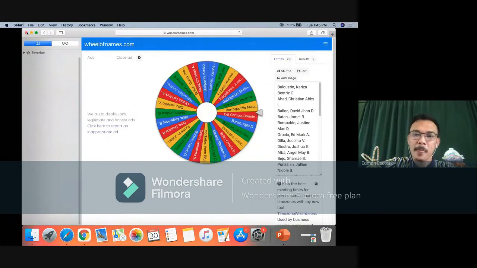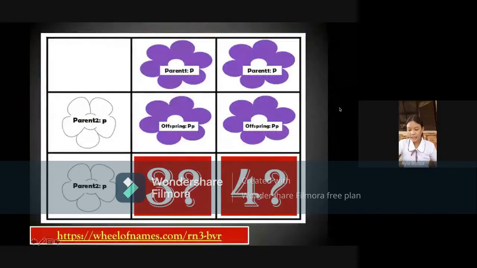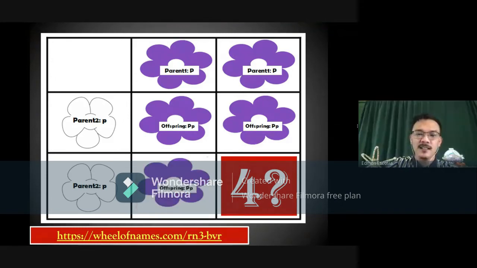Kyla? Sir, the genotype is big letter P and small letter p. The phenotype is purple. Okay, let's see. Yes, your answer is correct. Very good, Kyla. That's the correct genotype and also the correct phenotype. And the last one for this activity is to be answered by Angel.